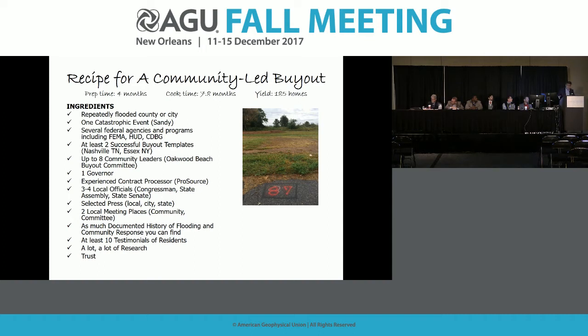So let's go over the ingredients. First, you need a repeatedly flooded county or city, which of course was Fox Beach. 1 catastrophic event, Sandy. Several federal agencies and programs, including FEMA, HUD, and CDBG, which is a Community Development Block Grant, which are the monies that are used to fund the buyout. At least 2 successful buyout templates. We were fortunate to have Nashville, Tennessee.